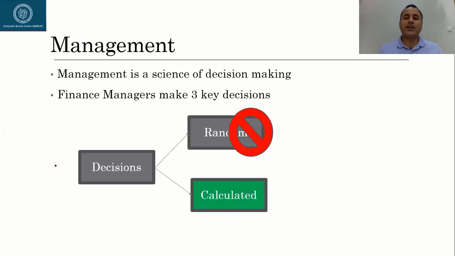If managers take random decisions, of course, then you do not need training. You just sit on your chair and toss a coin. If it's a head, you make one decision. If it's a tail, you make another decision. Of course, it's not that simple. It's a science, and you have to take calculated decisions.